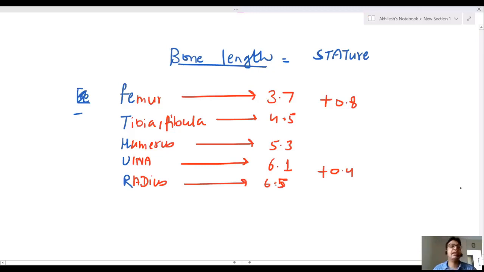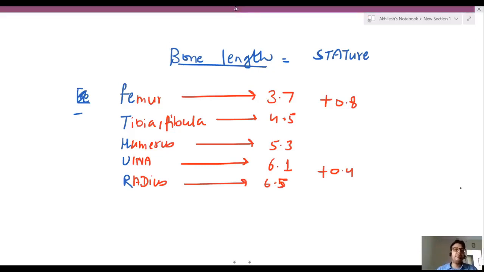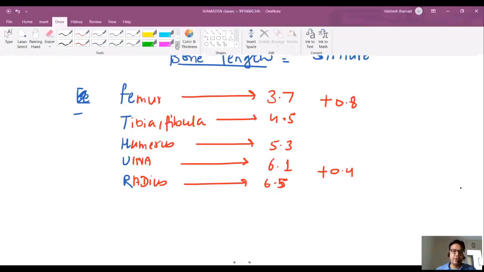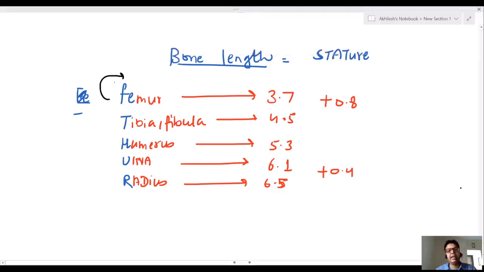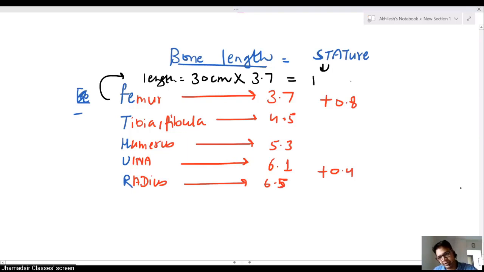Okay. Now, sir, you found a femur bone somewhere. The length of the femur bone is 30 centimeter. So what do you need to do? 30 centimeter has to be multiplied by 3.7. Then you will get stature. That is 30 into 3.7. Yes, it is 111 centimeter.